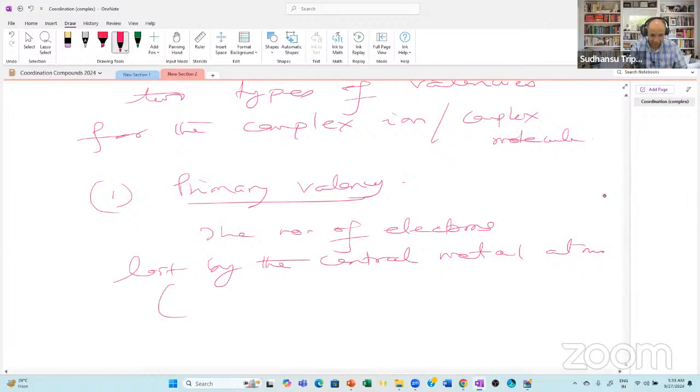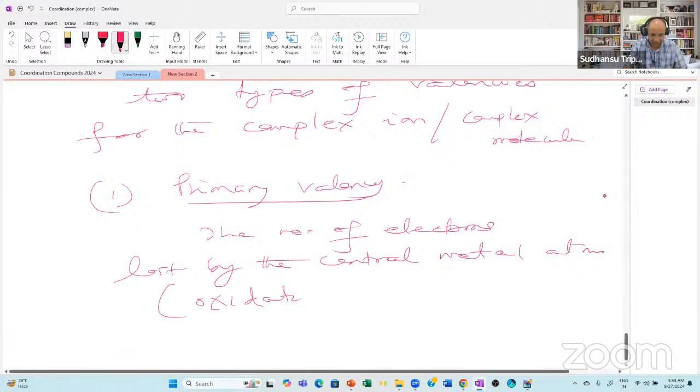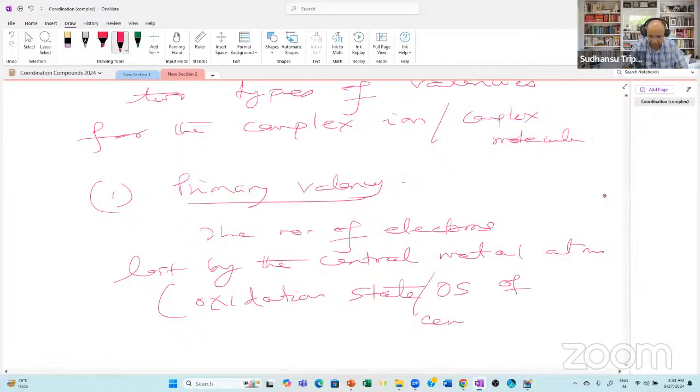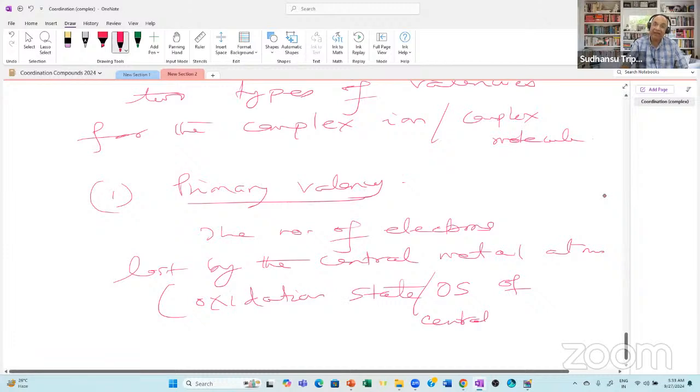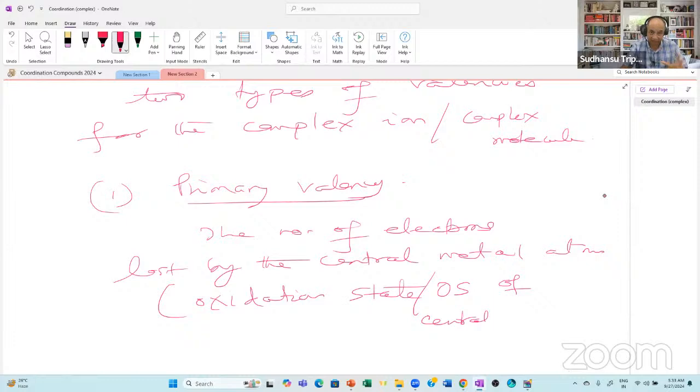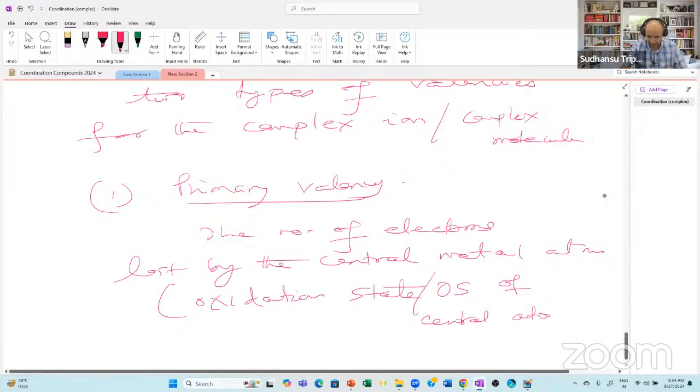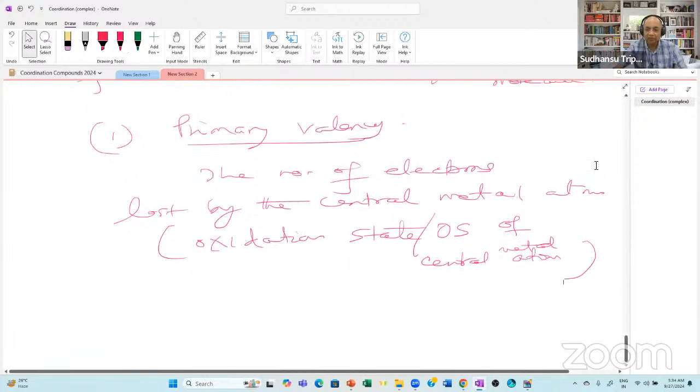Nowadays, it is called the oxidation state. At that time, the concept of oxidation state was not given. So oxidation state, or we call it OS, or oxidation number of the central metal atom, at his time was called the primary valency of the complex of the metal atom. Now we shall call it the oxidation state of the central metal atom. The second one is called the secondary valency.